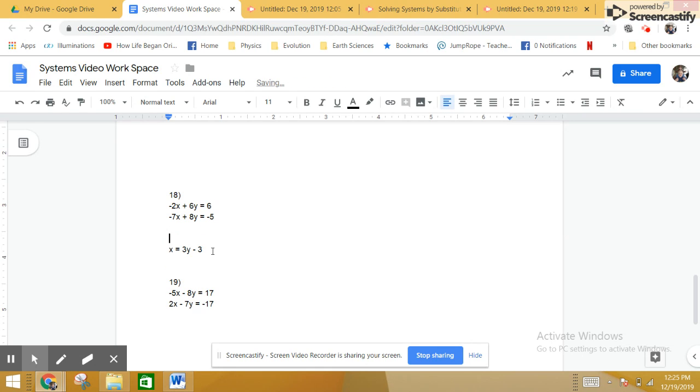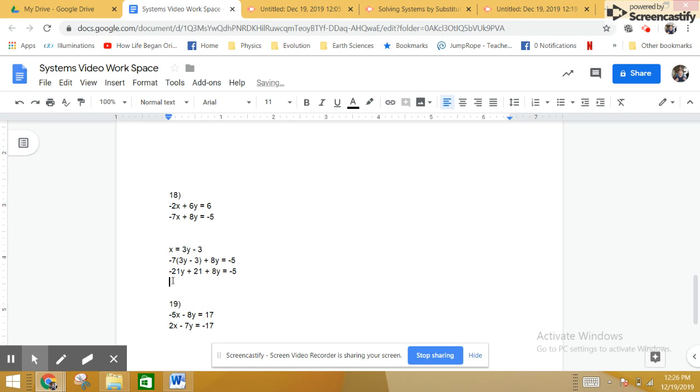I will copy that equation, and I will replace x with that expression. Okay, so now I have an equation that's just in terms of y, and I don't end up with any fractions at all by choosing this. So I'm going to simplify things, distribute the negative 7, that becomes negative 21y. Negative 7 times 3y is negative 21y. And then negative 7 times negative 3 is plus 21, plus 8y equals negative 5.